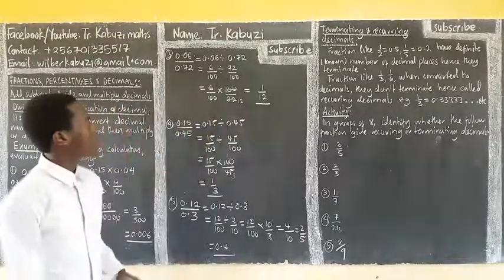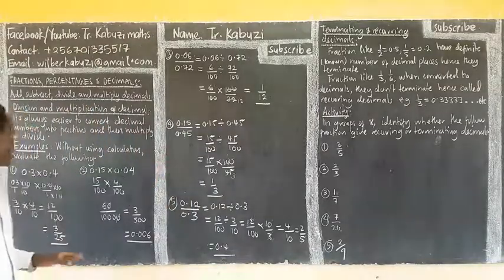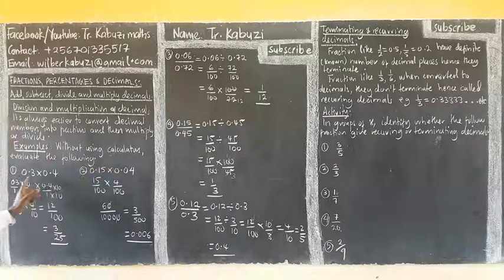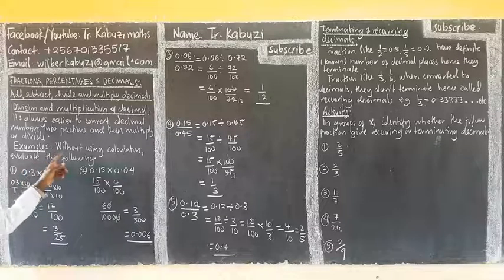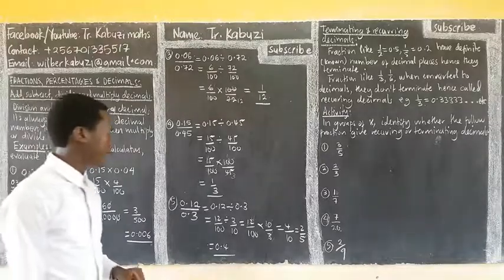So the idea here is whenever you are multiplying decimals, try to convert them to fractions. Because they tell you not to use a calculator, and if you cannot press this on the calculator and get the answer, you have to go through that process.